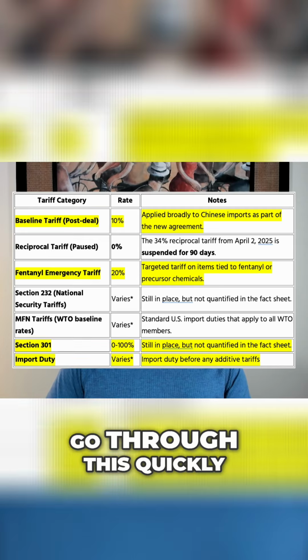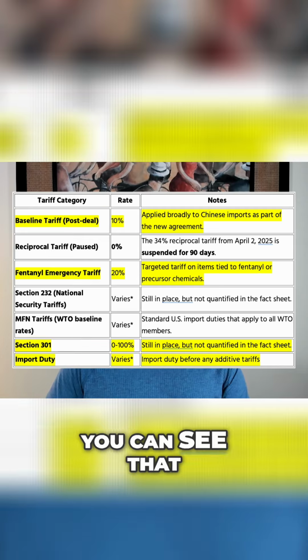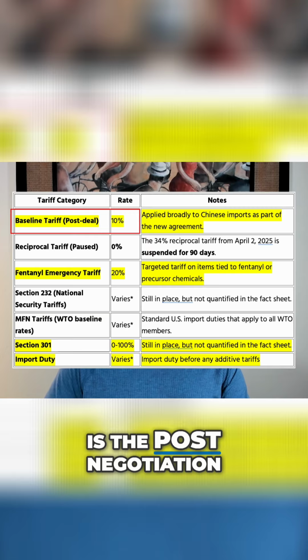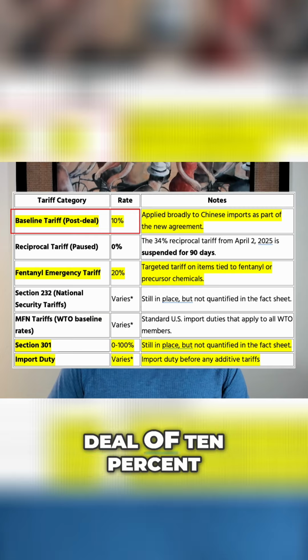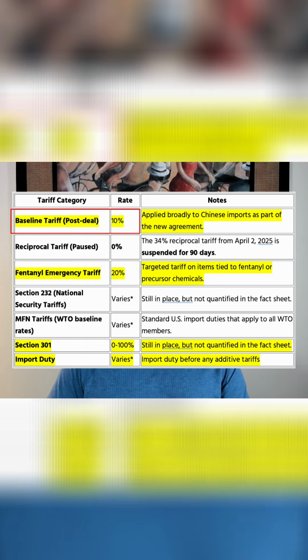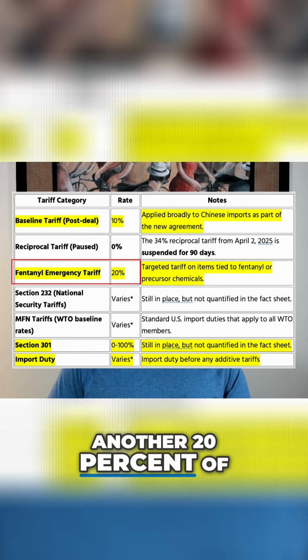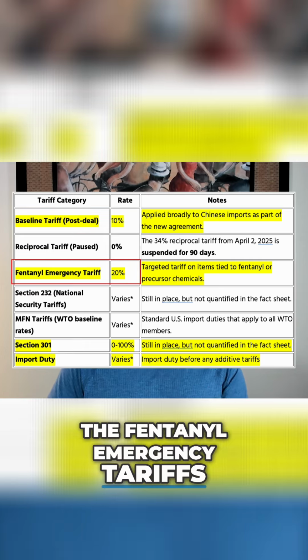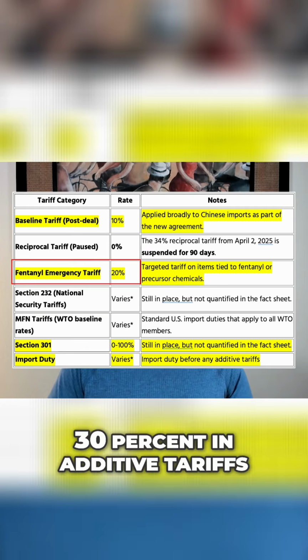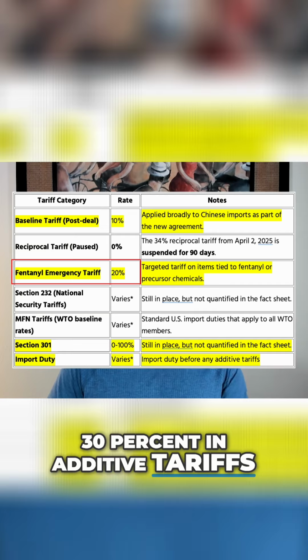I'm going to go through this chart here, and you can see that there's a baseline tariff, which is the post-negotiation deal of 10%, which is applied to all Chinese imports. You have to add another 20% of the fentanyl emergency tariffs that Trump added in the beginning of his administration. So that means we have a total of 30% in additive tariffs.